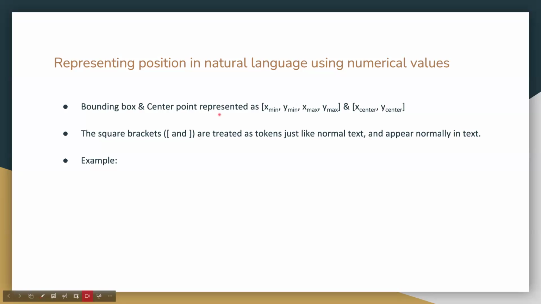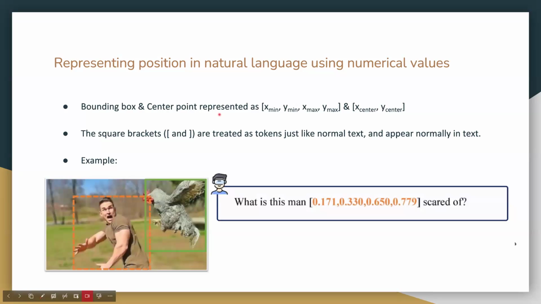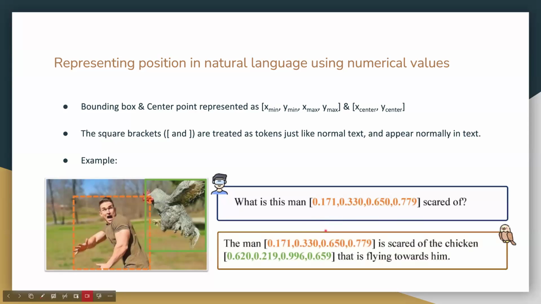So an example of this would be in this case where a user is asking Shikra, what is this man here? We see this man here with the coordinate bounding boxes provided. What is this man afraid of? And Shikra is able to respond, specifying the bounding box also, that this man is afraid of the chicken, which is here in this green bounding box, saying it's flying towards the man.